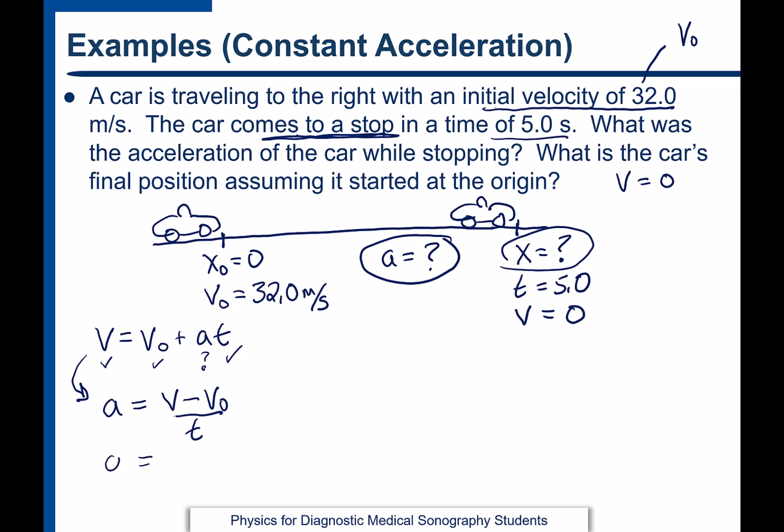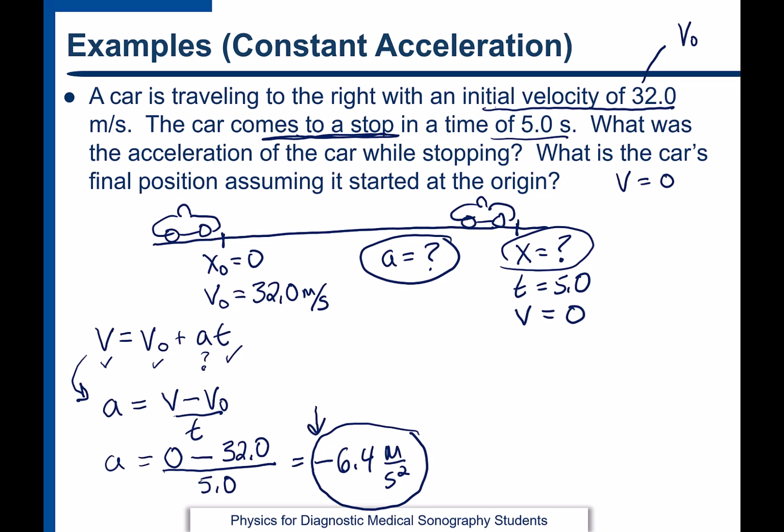And when I plug in the values, notice v is 0, and then I'm subtracting v naught, which is 32, and then I'm dividing by 5 seconds. And what we get when we do that is negative 6.4 meters per second squared. You'll notice that it makes sense that the acceleration is negative because the car is slowing down. So in other words, the velocity was decreasing each second.